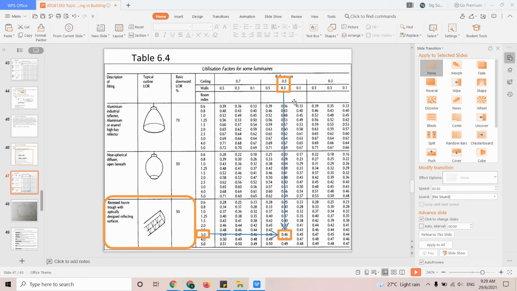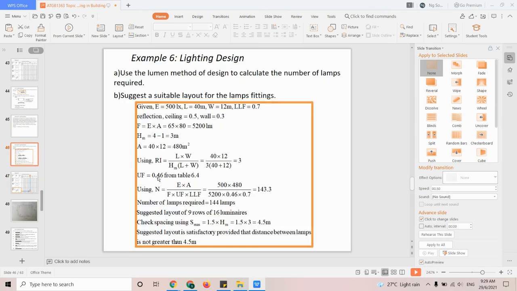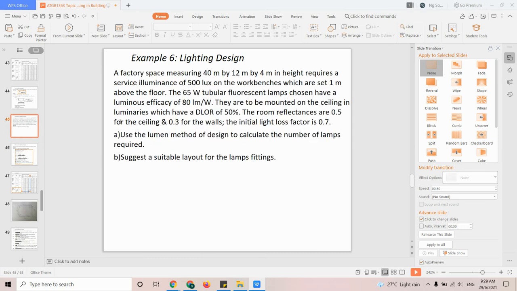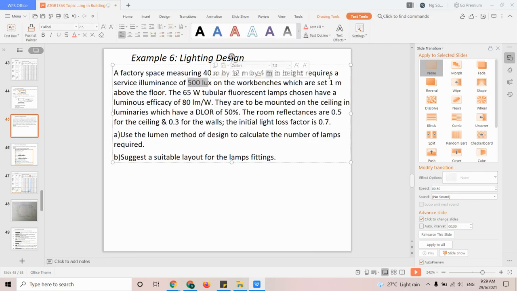So you draw a line here with your reflectance for your ceiling 0.5 and your wall 0.3, and you'll be able to get the utilization factor for this case, which is 0.46. So your UF is 0.46 from table 6.4. And using the lumen formula, your required illuminance is 500 lux, as mentioned here.